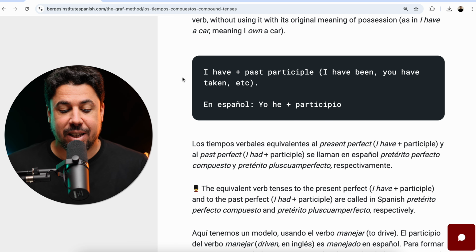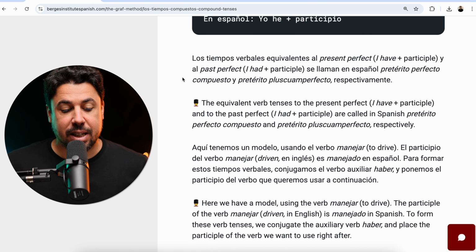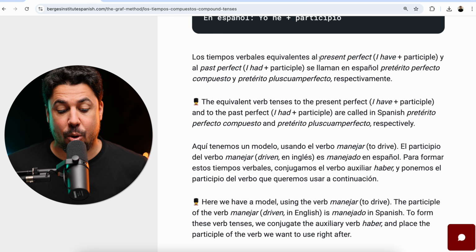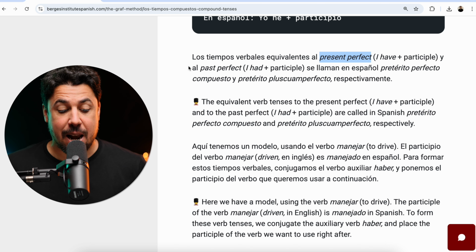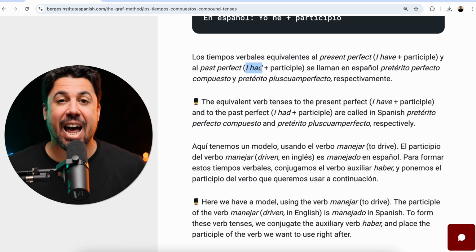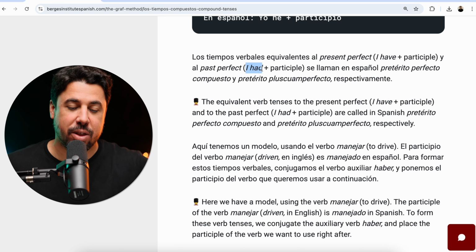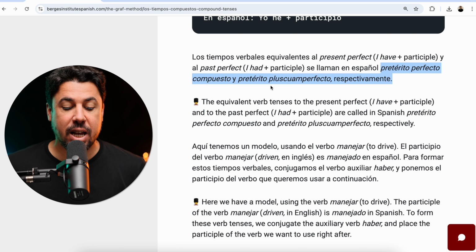In Spanish, the equivalent is yo he plus participio, which is the past participle, and it's called participio or participio pasado. It's the same thing. So it says los tiempos verbales equivalentes al present perfect, that's the name of this tense in English, I have been, I have driven, I have taken, etc. Y al past perfect, which is the same but with I had done something before I did this other thing, se llaman en español pretérito perfecto compuesto y pretérito pluscuamperfecto respectivamente.